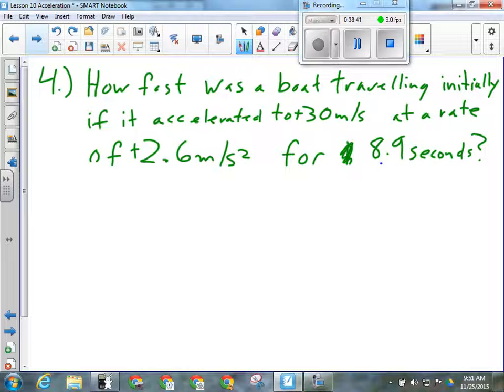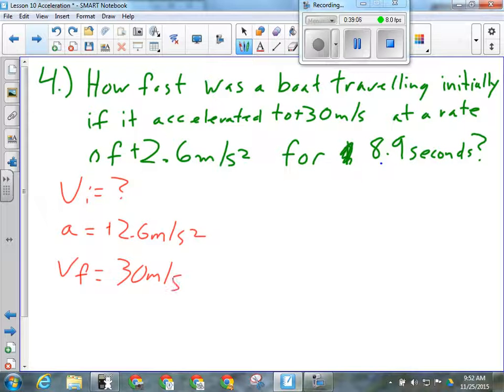Okay, so number 4 is asking us how fast was a boat traveling initially if it accelerated to 30 meters per second at a rate of 2.6 meters per second squared for 8.9 seconds. So what am I looking for here? VI. Okay, the acceleration is positive 2.6 meters per second squared, VF is 30 meters per second, and the time is 8.9 seconds, and that should be positive as well. Give you a chance to catch up with me there.